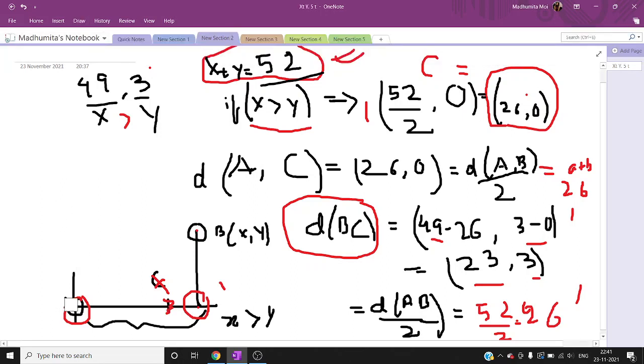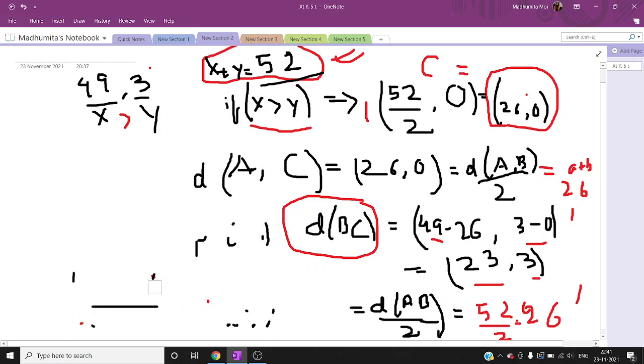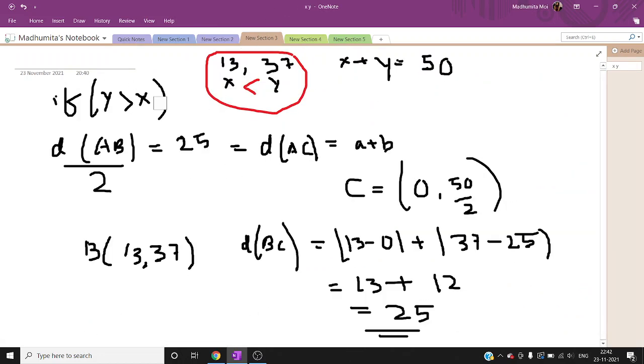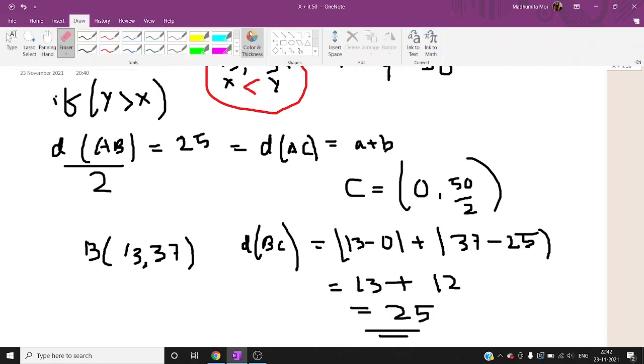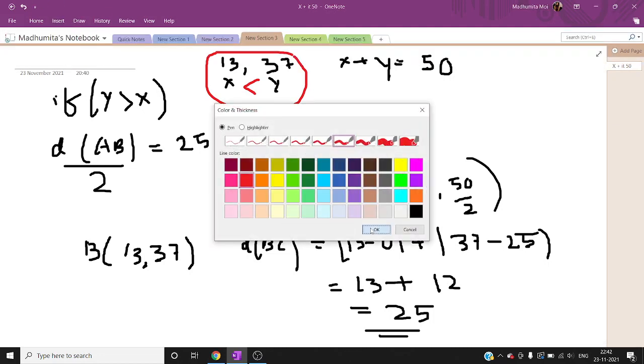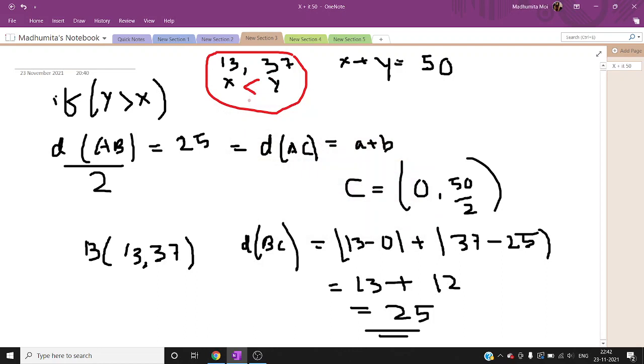This will be a bit complicated to understand, so we are ignoring this one. The best way to understand is by fulfilling the condition. So the next condition would be if both the numbers are odd and y is greater than x.